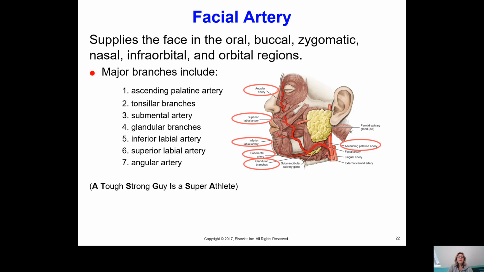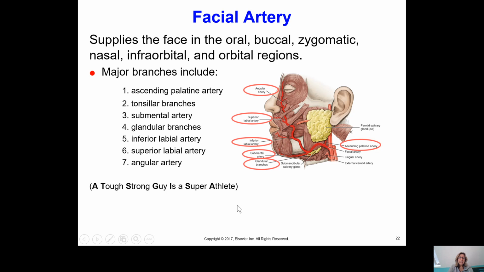Your facial artery supplies the face in the oral, buccal, zygomatic, nasal, infraoral, and infraorbital and orbital regions. And I've circled these areas here. These are the branches of your facial artery. You have your major branches, and here is a mnemonic.